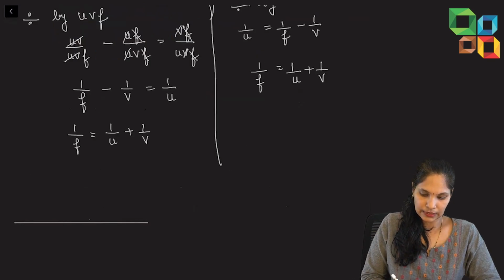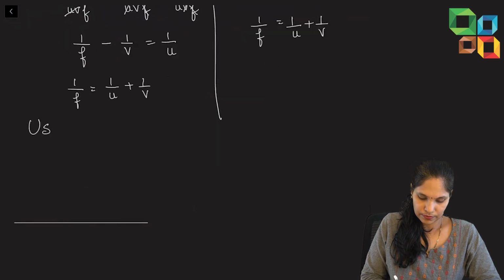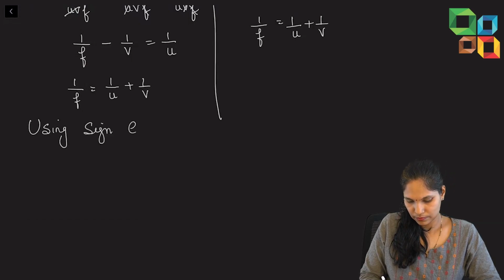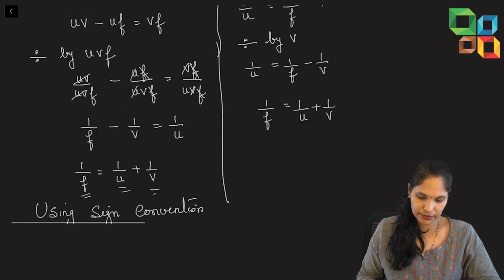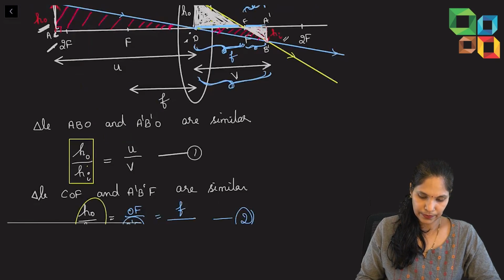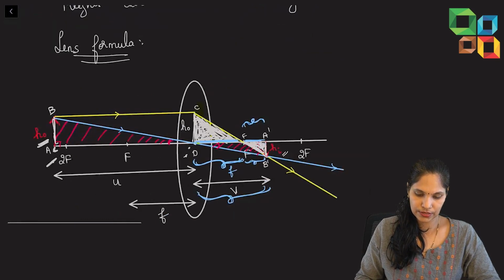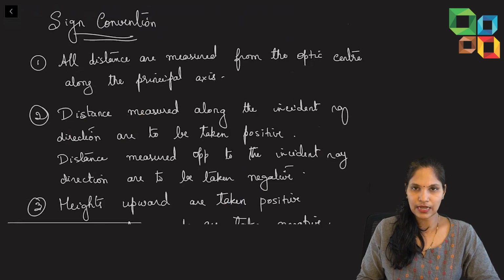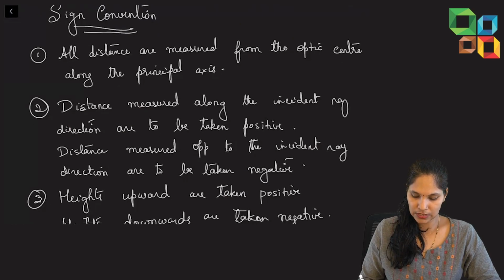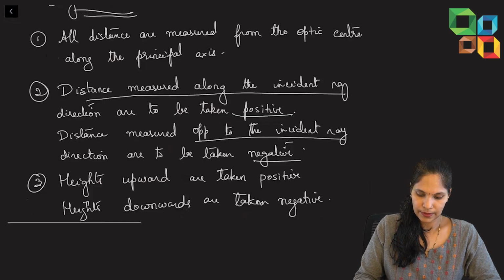So using the sign convention now. We'll just check about F, V and U, which is positive, which is negative. We'll see the diagram. Remember our sign conventions? All the distances that we have already done, no problem. We'll just see positive and negative. Along the incident ray, positive. Opposite to the incident ray, negative.